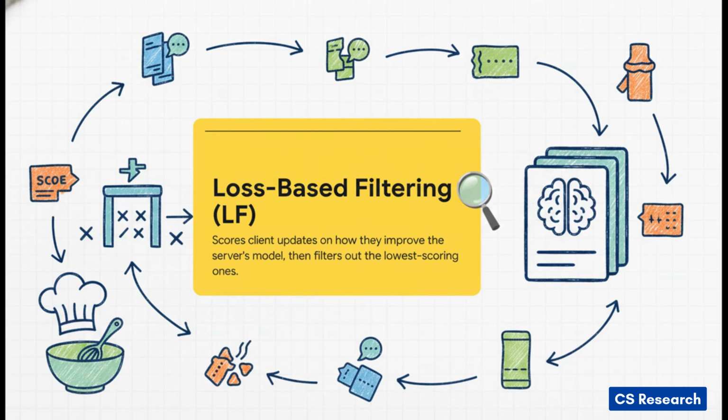For every single update it gets, the server basically runs a little test. It calculates an impact score that measures how much that update would improve the model. The updates from the saboteurs, the ones designed to cause harm, well, they're going to get a really low or even a negative score. So the server just sorts all the updates by their score and throws out the ones at the bottom. It's just like our head chef testing each new recipe idea on a small private batch, seeing if it makes the food better or worse, and only keeping the notes that actually work.